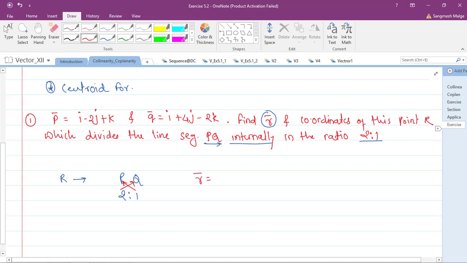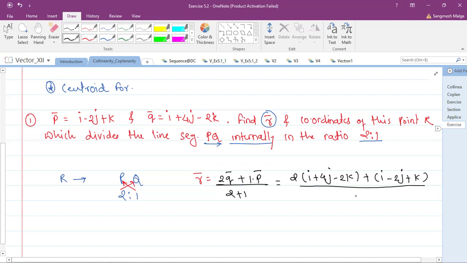So R bar is equals to 2Q bar plus 1P bar divided by 2 plus 1. Okay, so let's substitute the values now. 2 into Q bar, which is i plus 4j minus 2k, plus 1 into P bar, which is i minus 2j plus k, whole divided by 2 plus 1 is 3.